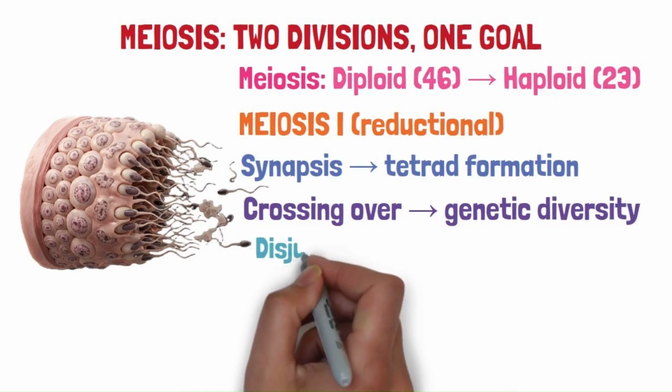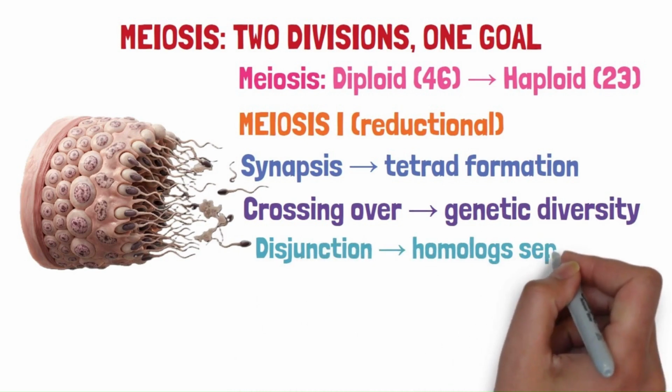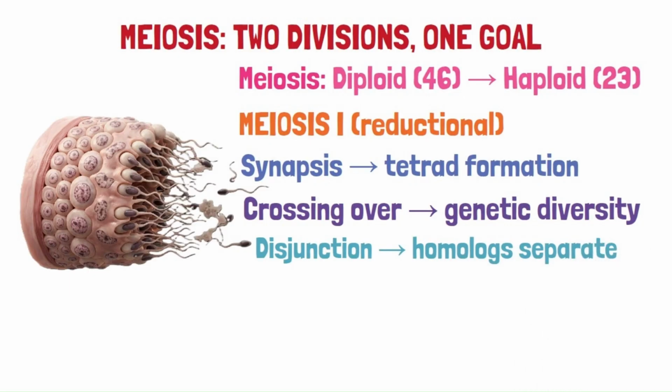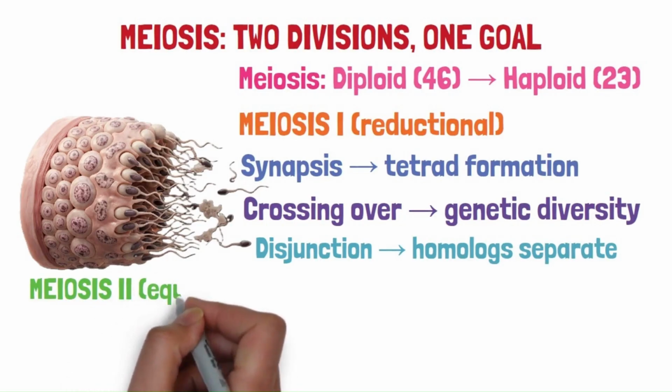And here is the clinically important error. If nondisjunction happens in meiosis 1, both homologs end up in the same daughter cell. That's how you get conditions like trisomy 21 or Turner syndrome.